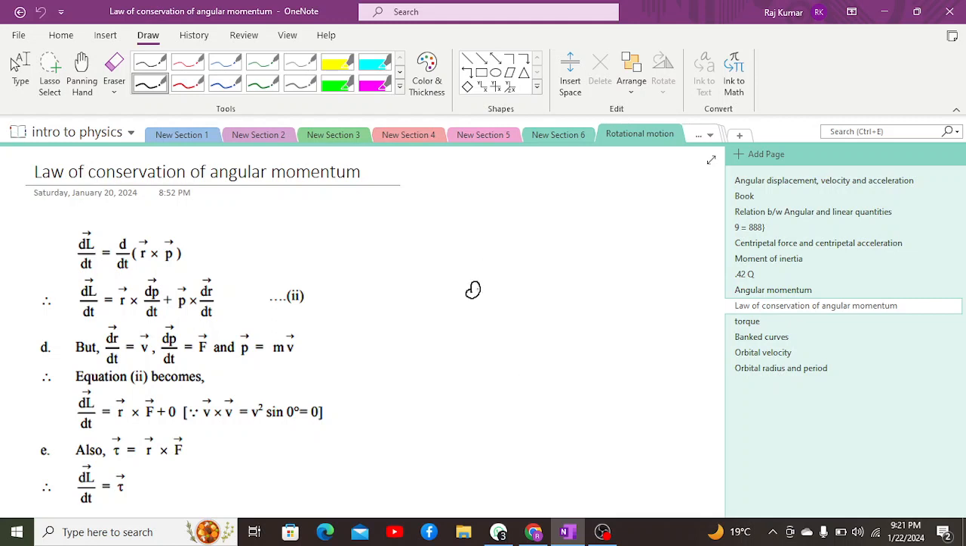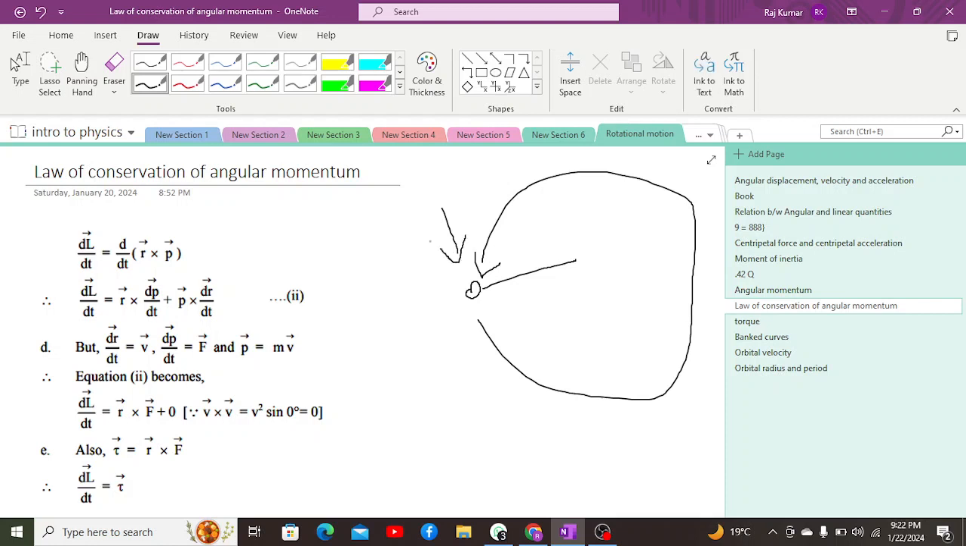Let's suppose a particle is rotating in a circular path. As it rotates, that particle will continue its motion and remain in that angular momentum unless there is an external torque acting on it, which means if the angular momentum is conserved, the torque would be zero. The derivation is given in such a manner that if we have L equal to R P, L equal to RP.